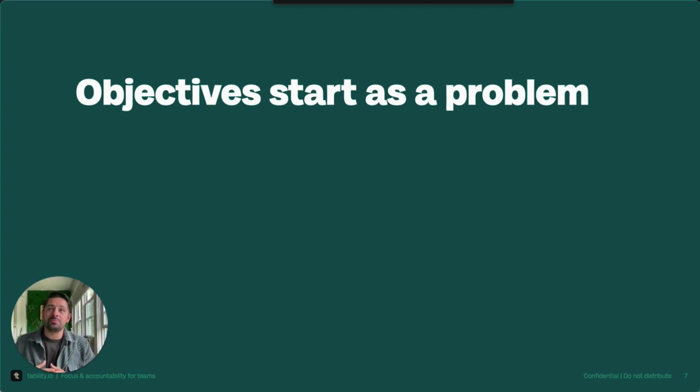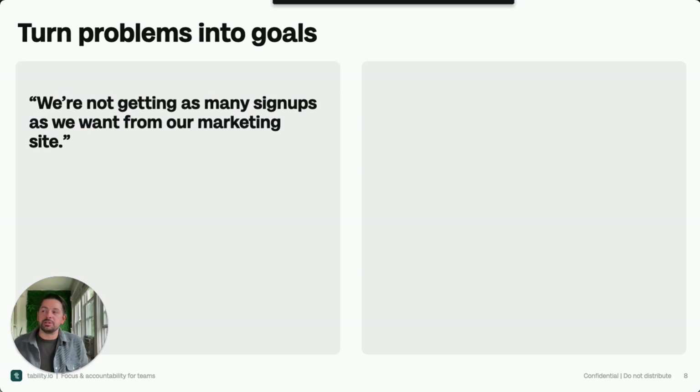They are really starting off just with a problem. What is the problem that we have, and how are we going to solve it? And if we solve it, what is the end result? So if we think of this problem, we're not getting as many signups from our marketing site. If we solved this problem, where would we be? And so that's what we would put down as our objective.